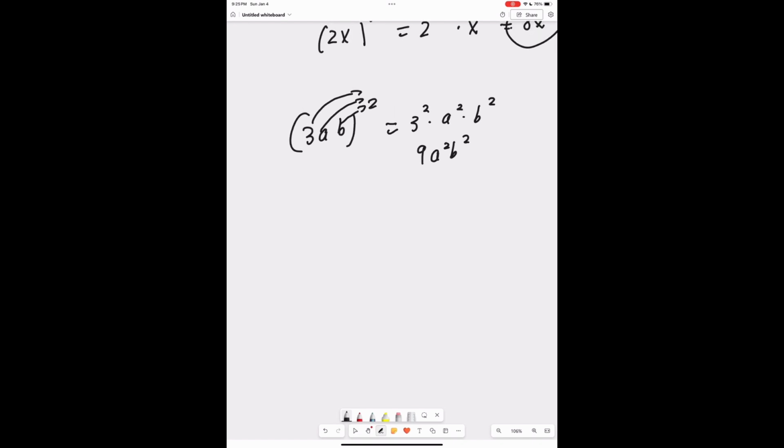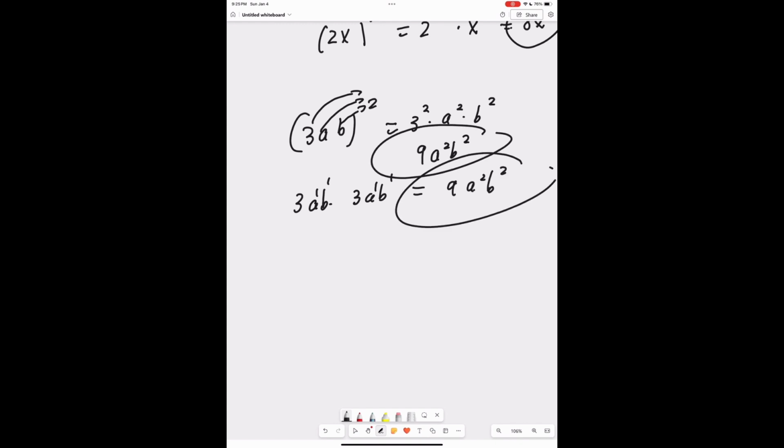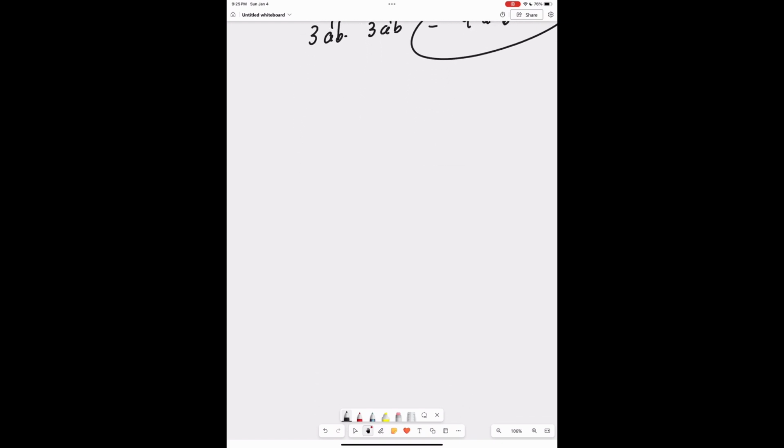Or we can just write this out, 3ab times 3ab. So this would be 9, and a squared, b squared. And we get 9a squared b squared. Same answer. So, yeah.